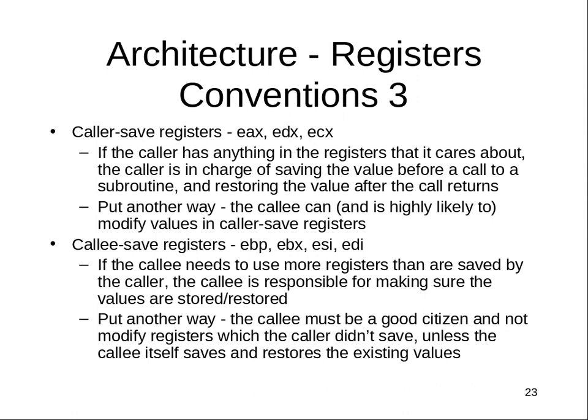EAX, EDX, ECX. If the caller has anything in the registers that it cares about, the caller is in charge of saving the values before a call to a subroutine and restoring the values after the callee returns. In other words, if you're calling a function, the function will have full rights to overwrite those three registers all at once without trying to save them. Which means that before you call a function, if you want to preserve the values in those, you need to save them before you call the function and then restore them when you come back, because a function is, by convention, allowed to overwrite those.